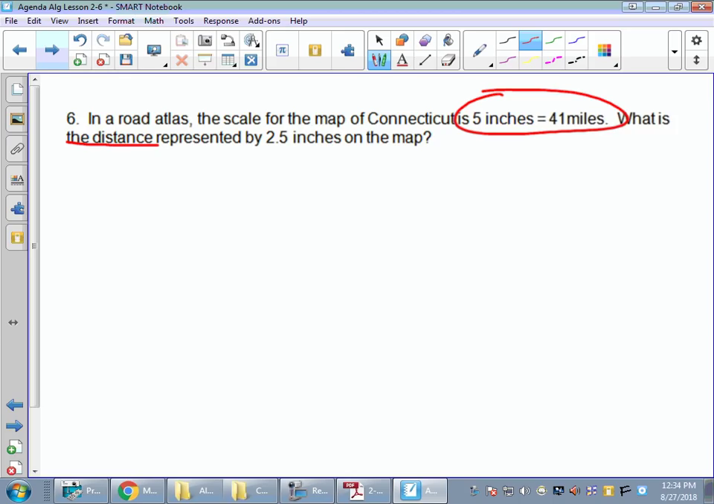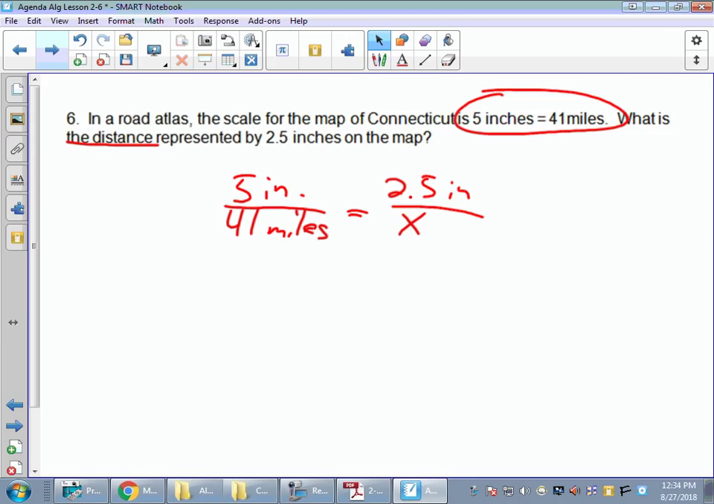So this is what we talked about, the scale, and scales being used on maps all the time. So the first thing we have is 5 inches. That gives you your first ratio, 41 miles. So what would 2.5 inches represent? And again, what's the distance? That's what they're asking for. So that would be our x right here in miles. And I think you guys can go from there. We set it up for you. I think you guys can figure that one out.